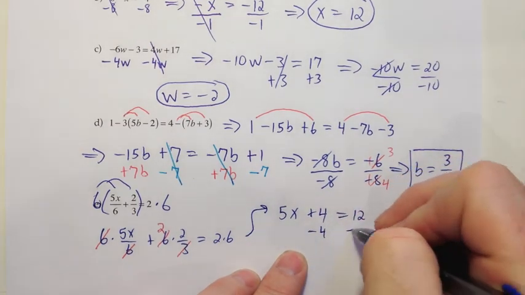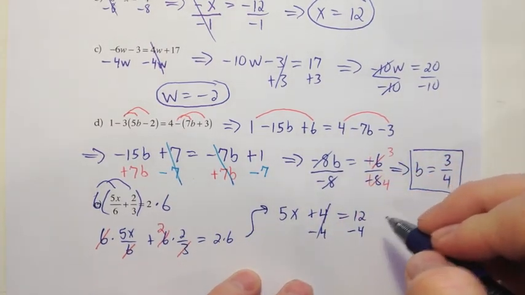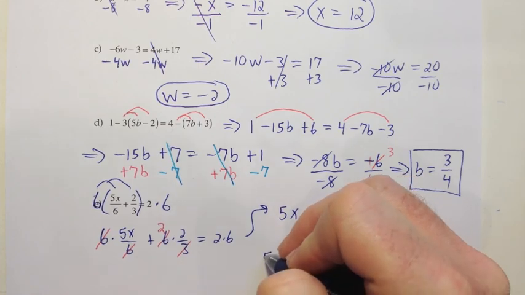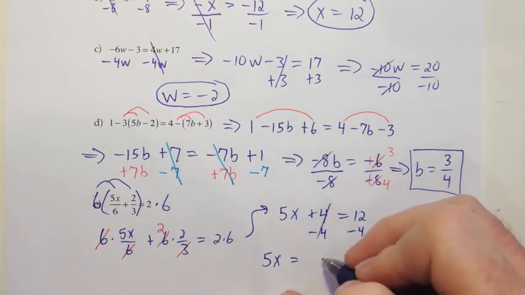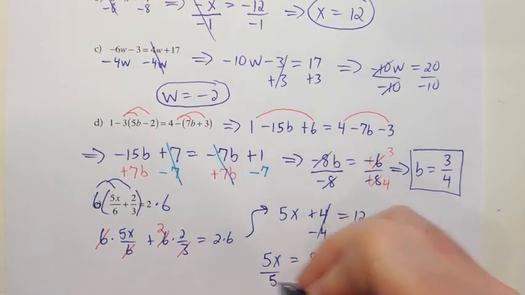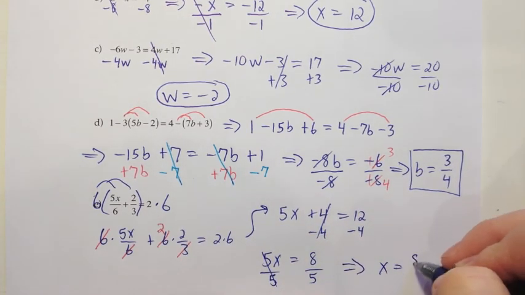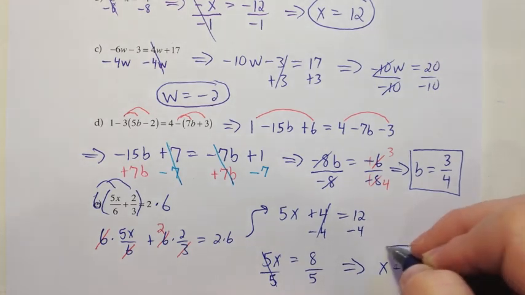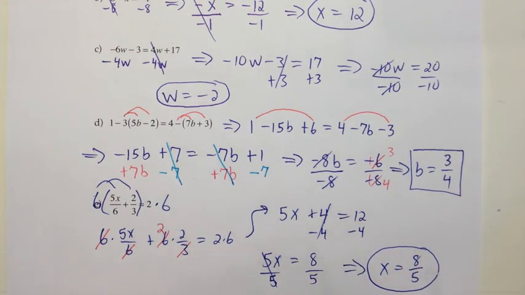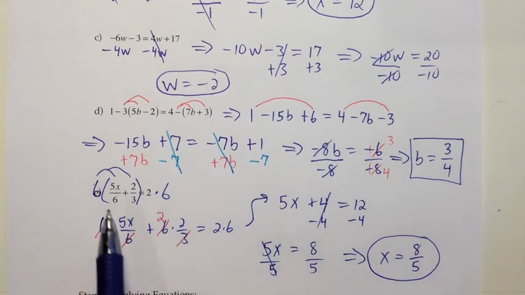So subtract 4 from both sides, and that takes us to 5x equals 8. Divide both sides by 5, and we get x equals 8/5. So if the answer to the problem is a fraction, there's no way to avoid that. But you don't have to work with fractions the whole way through. You can multiply by the least common denominator early on, that'll clear your fractions, and then you can just continue on with the rest of the steps.